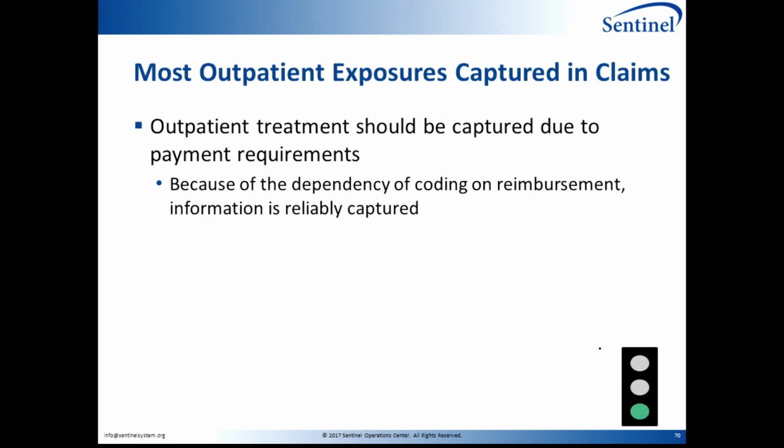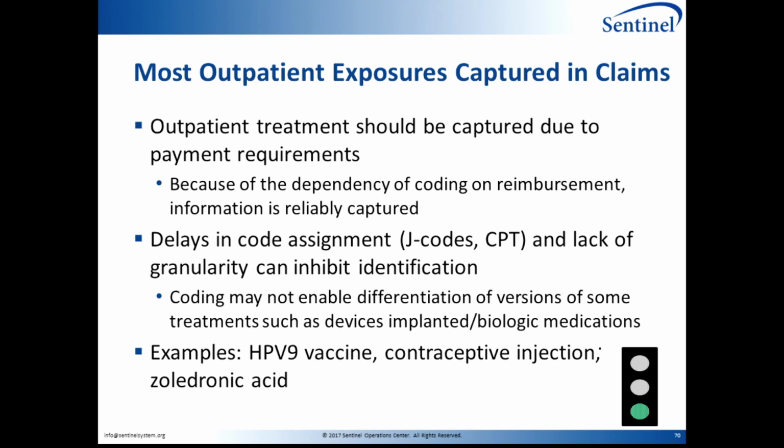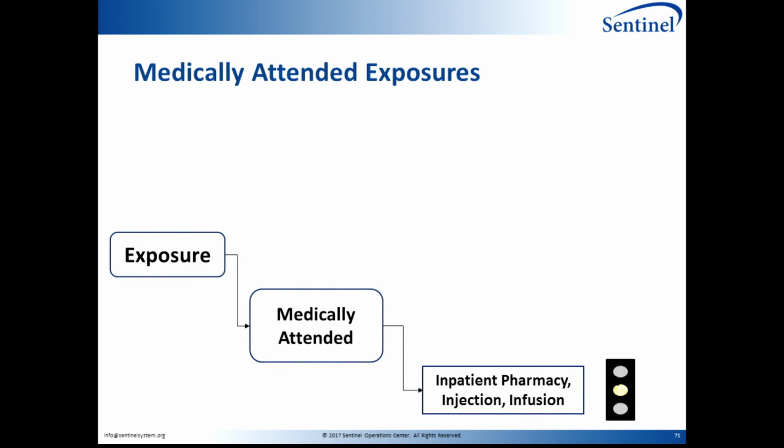Okay, so outpatient treatment should be captured due to the payment requirements, because of the dependency on the coding for reimbursement, it is reliably captured. There are some delays in coding assignments. So a lot of times a new product will come to the market and it uses a non-specific J code until it gets its own J code. That can cause some of that yellowness that we were talking about before around how to accurately define a particular exposure. So just some examples: HPV-9 vaccine, contraceptive injections, et cetera. So there's lots of opportunities for capturing in claims most outpatient exposures.